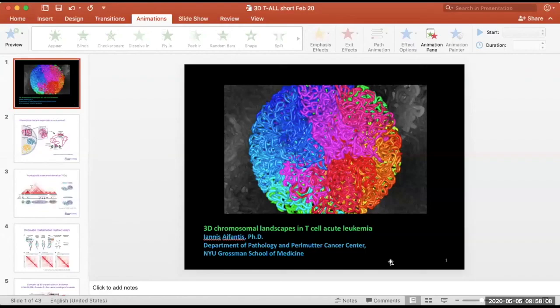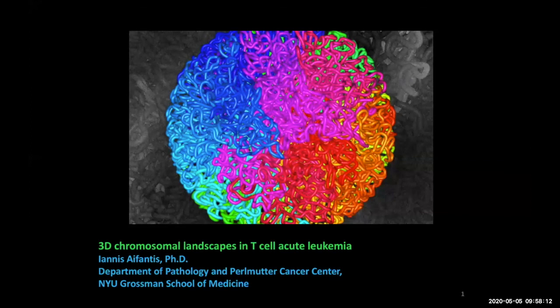We'd like to welcome our next speaker, Iannis Aifantis. Iannis is a professor and chair of the Department of Pathology at NYU Langone. Among other great things, Iannis is a cancer researcher focusing on acute leukemia. He's got a fantastic lab who are a pleasure to work with and are focused on the molecular mechanisms driving normal stem cell differentiation and malignant transformation. We're extremely pleased to have him here today. Welcome.